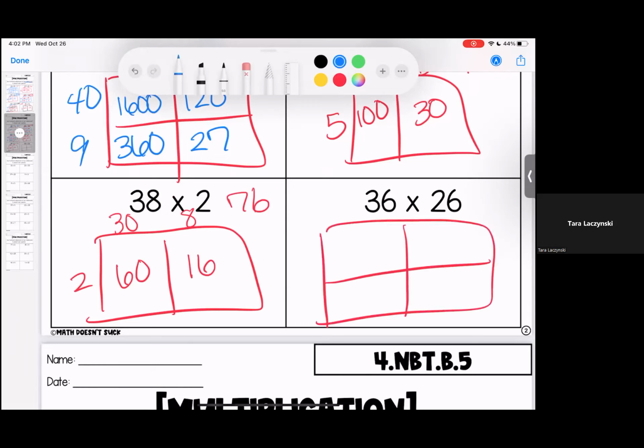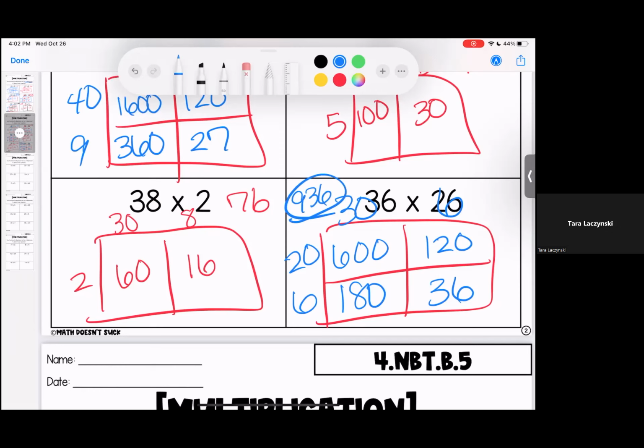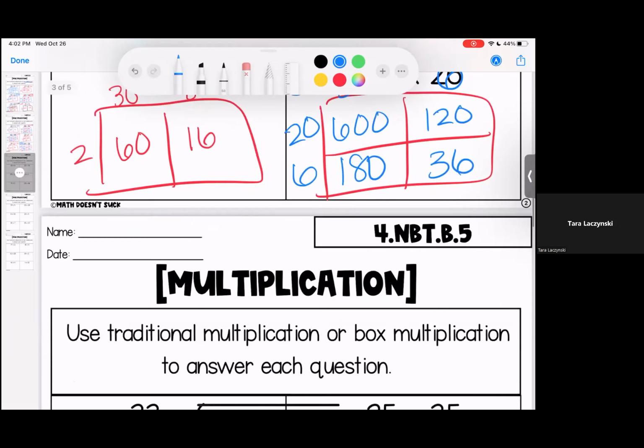Last one for this page, we have 30 and 6, 20 and 6. 3 times 2 is 6. We have 2 zeros. 2 times 6 is 12. We have 1 0. 6 times 3 is 18 with 1 0. 6 times 6 is 36. So if we add up 600 plus 120 plus 180 plus 36, we get 936 for our final answer. That's the end of page 2. We're going to move on to page 3.